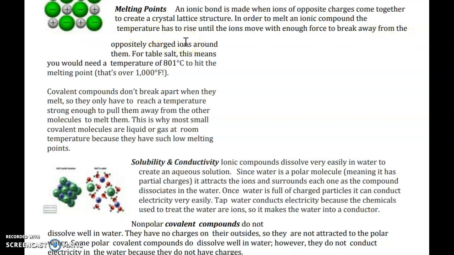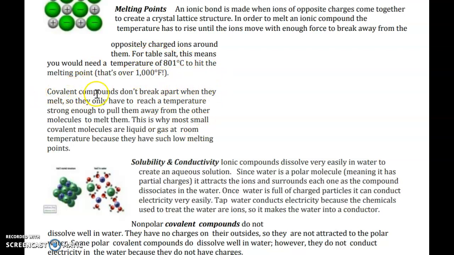So the positive and negative are so attracted, there has to be enough heat to break that connection or that bond. For table salt, this means you would need a temperature of 801 degrees Celsius to hit the melting point to break those bonds. That's over 1,000 degrees Fahrenheit.